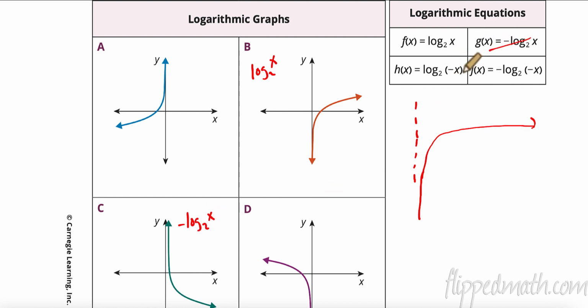This one is flipping it horizontally, so instead of it going like this, it should go the other way, like in here. So that would be d: log base 2 of negative x. It's on the inside. And then our last one, we have a flip and a flip. I flip this one, and then I flip it again here. This would be negative log base 2 of negative x. Awesome.